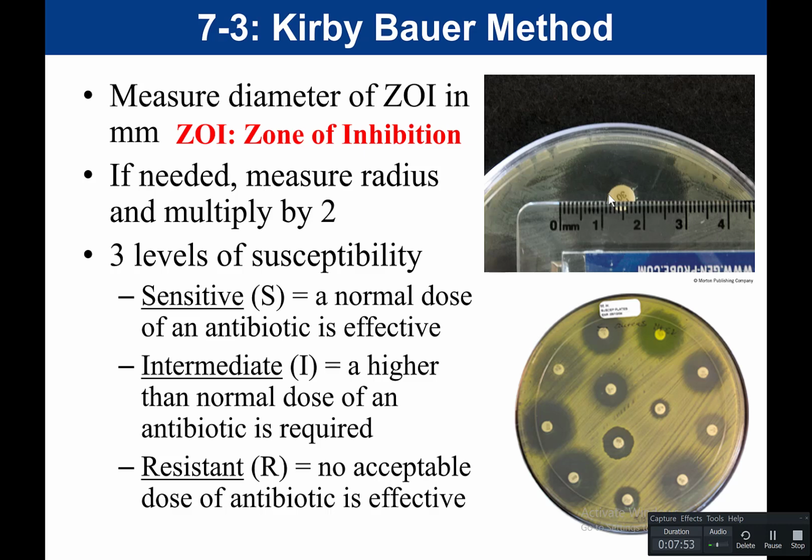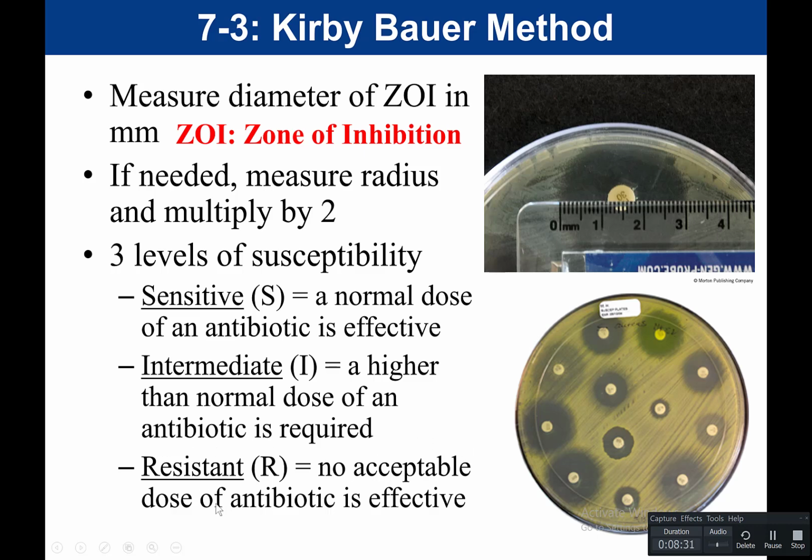Now, when we get our results, we have 3 levels of susceptibility. The first, we would say that the bacteria is sensitive to the antibiotic. And what that means is that a normal dose of the antibiotic would be effective. So if I look, for example, at this very large clear zone here, that would usually indicate that the bacteria is going to be sensitive to that drug. It inhibited the growth of that microbe in this area. And so that would be a drug that would be effective to use for that infection.